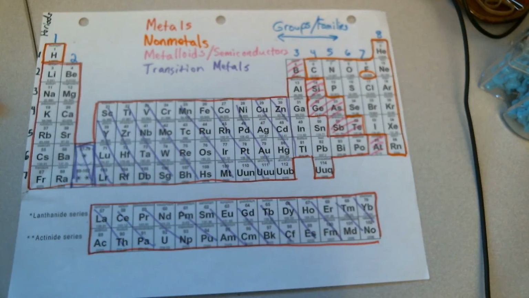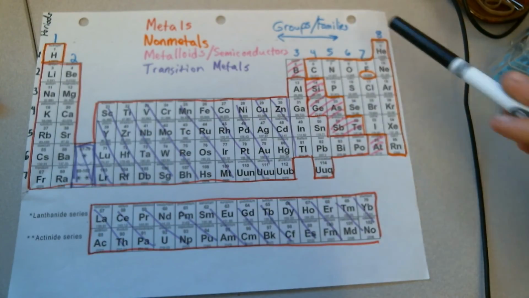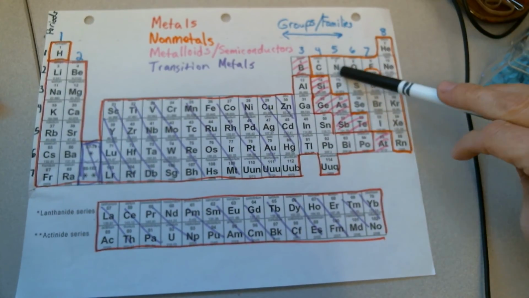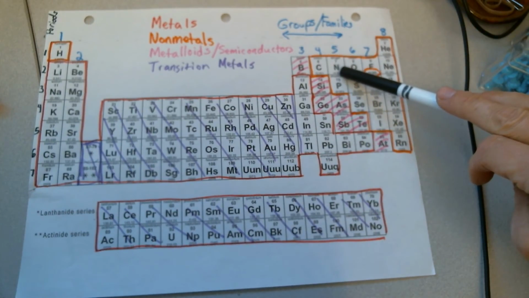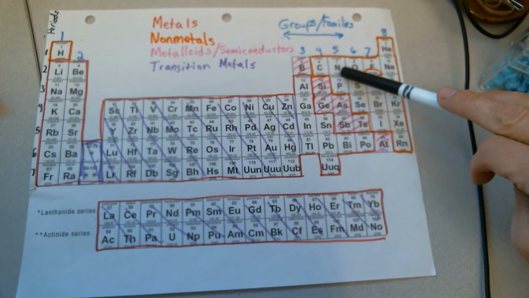And last, let's do nitrogen. Nitrogen is N. Nitrogen is group 5, period 2.